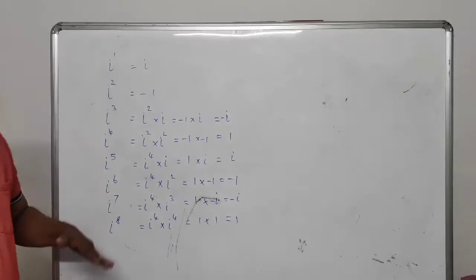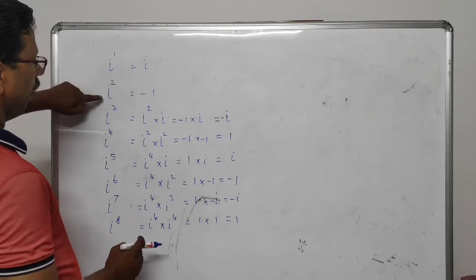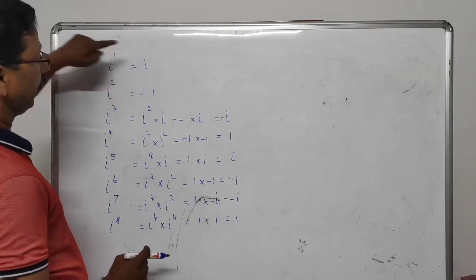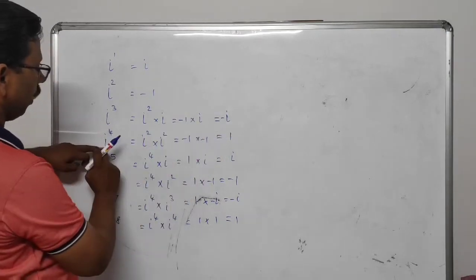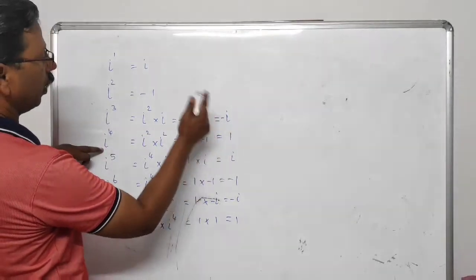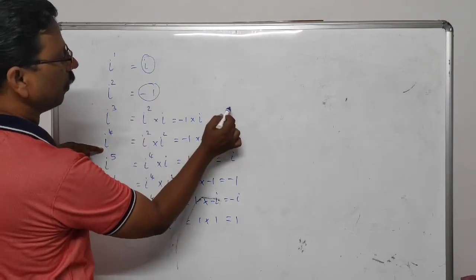But look at the interesting fact here. i is equal to i, i squared is equal to minus 1, then i cubed is equal to minus i, i power 4 is equal to 1. Now look at these four values. Only these four values are repeating.